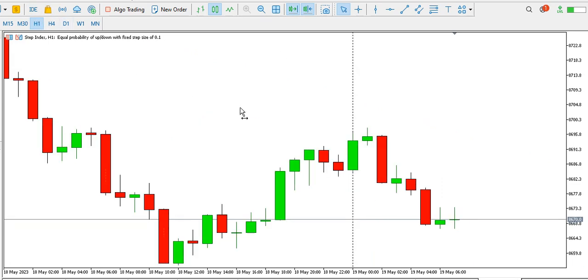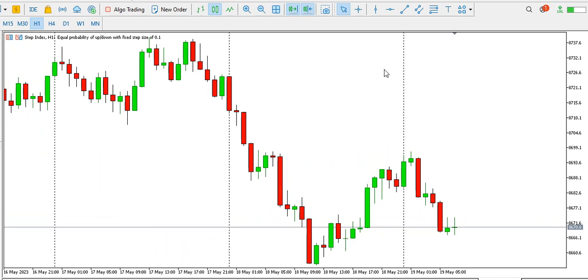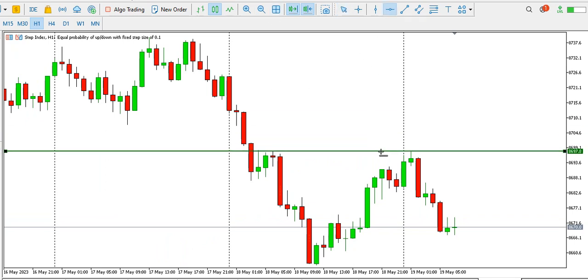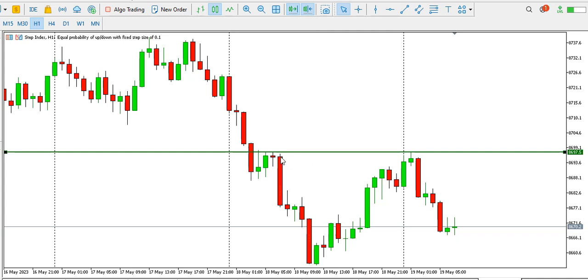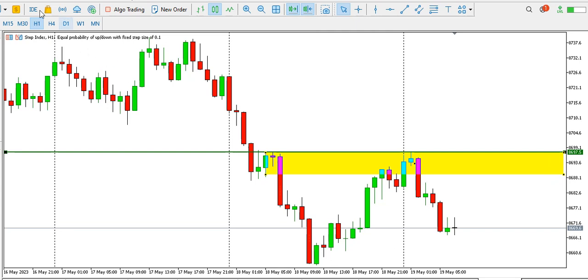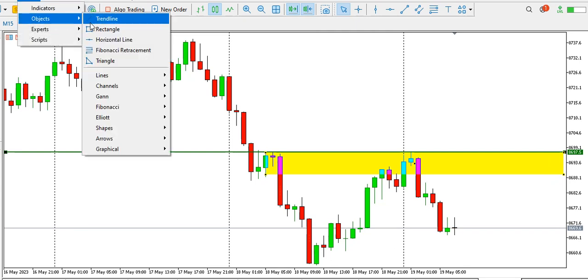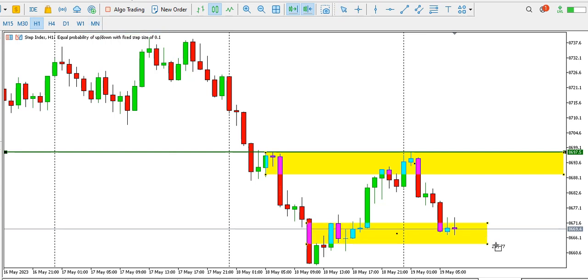Let's look at the 1-hour time frame. What do we have on the 1-hour time frame? On the 1-hour time frame, we can see that price recovered up to this particular order block, and price is selling. A recovery to this order block, and price is currently selling. It's dropping to this order block that we have here, this wide order block.